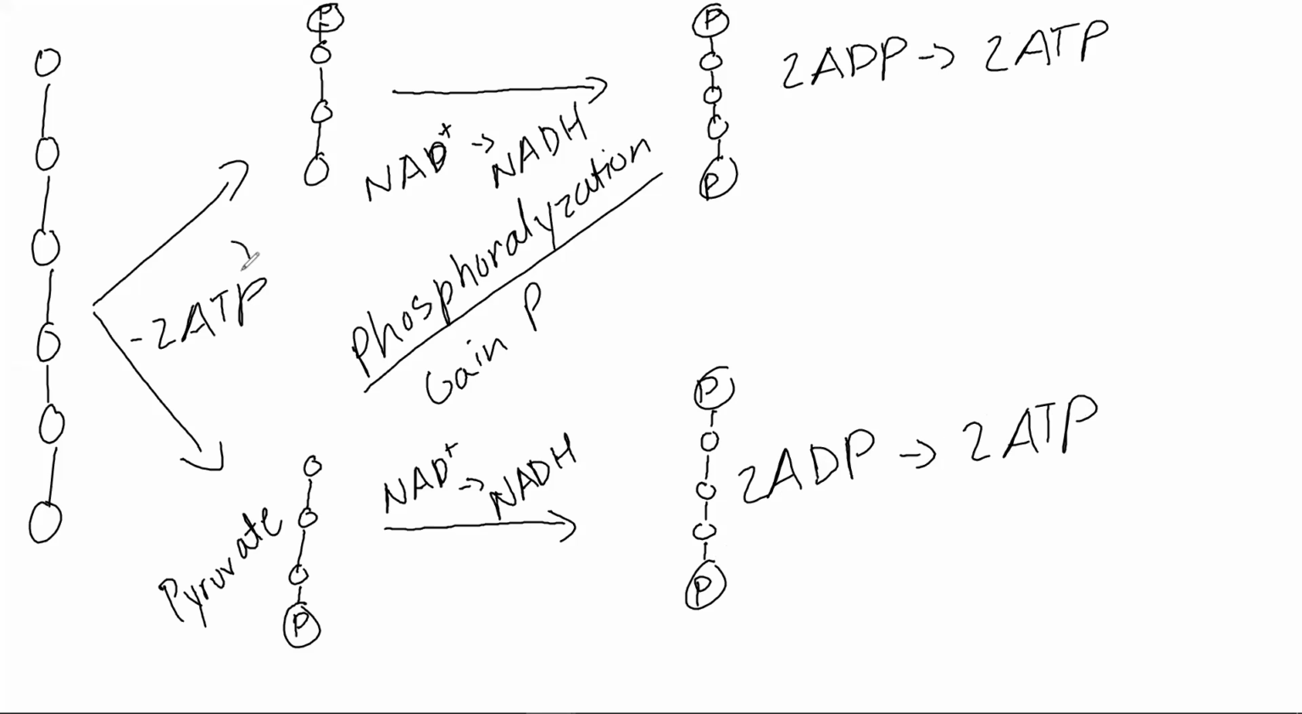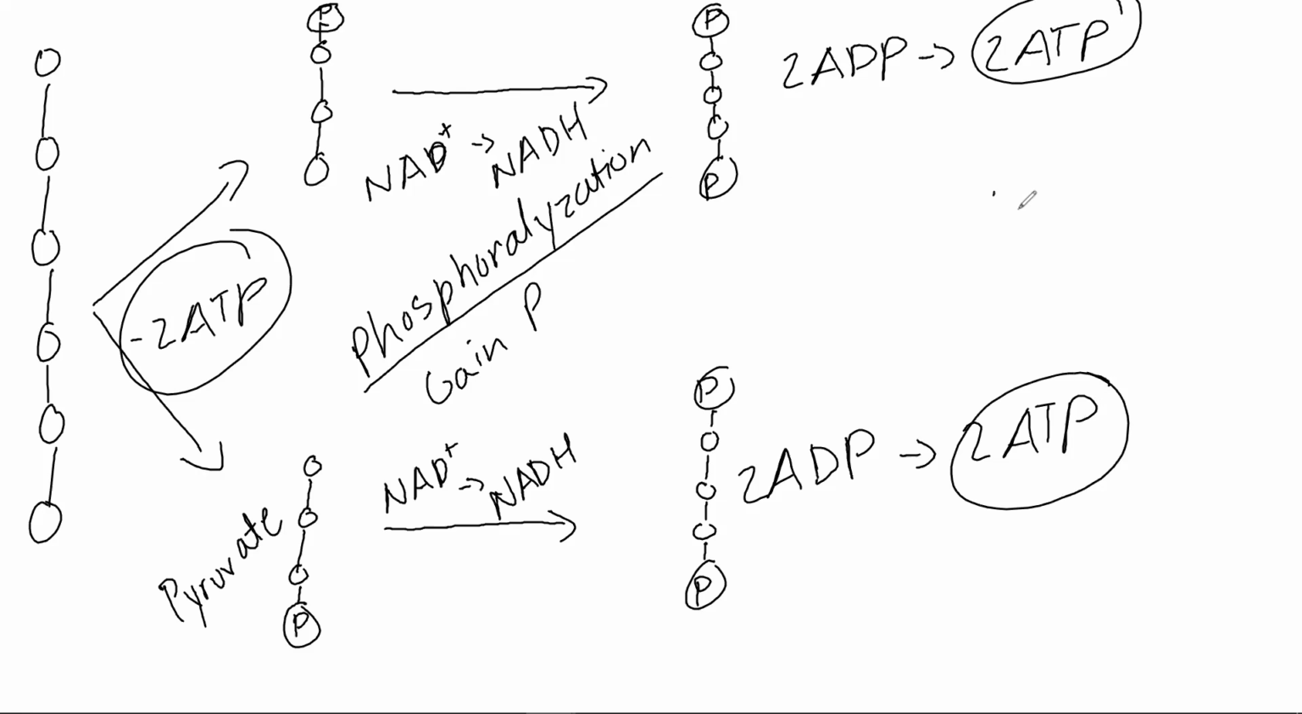So we spent 2 at the beginning. We've made 2 here. We've made 2 here. Now we have 4 ATP. So now y'all should understand where I got my extra 2 ATP from. Does that make sense? And now I have 2 molecules of pyruvate and 4 molecules of ATP at the end.